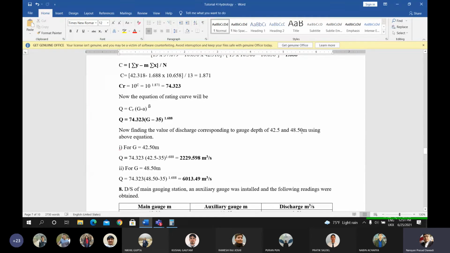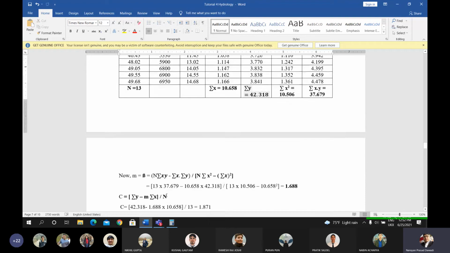Similarly, for the depth of flow of 48.50 meter, the discharge will be 6013.49 meter cube per second. If you are asked to find the value of G in this equation, then for any value of Q you can find the value of G. Put the value of Q here, and you will get the value of G by solving this equation. This is the question related to the rating curve.